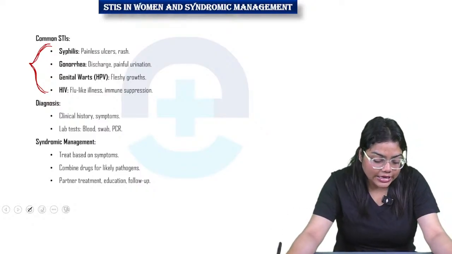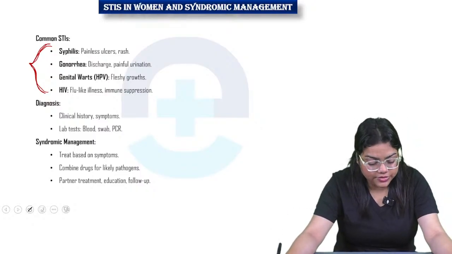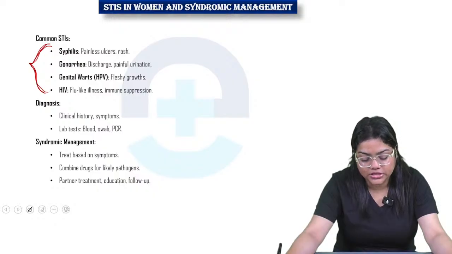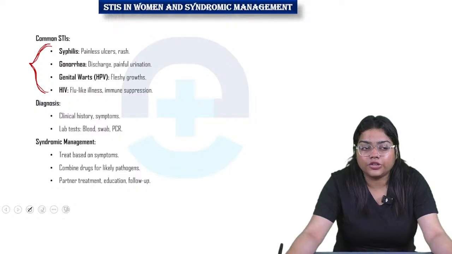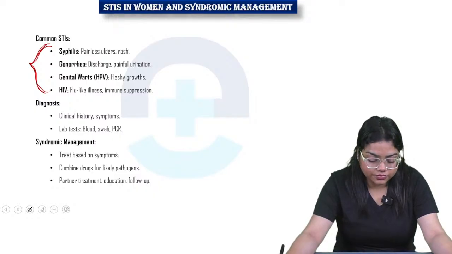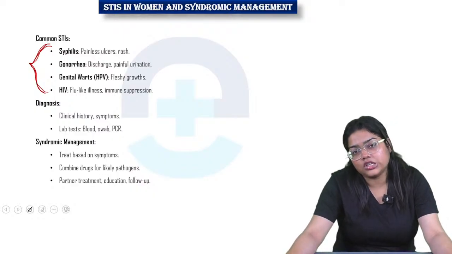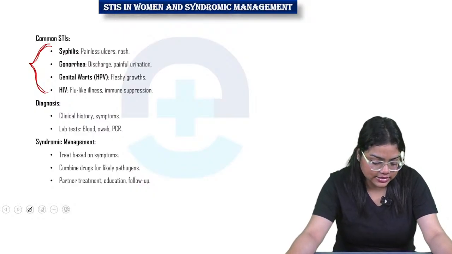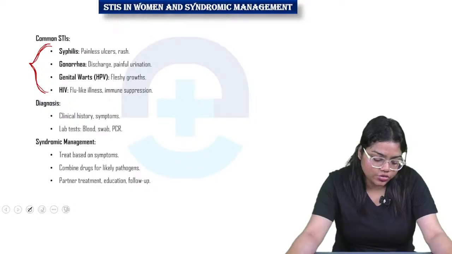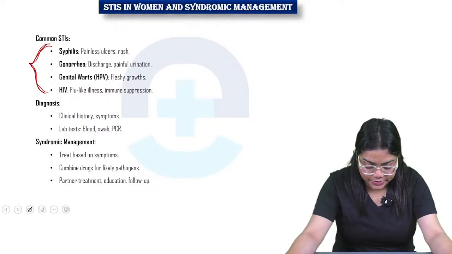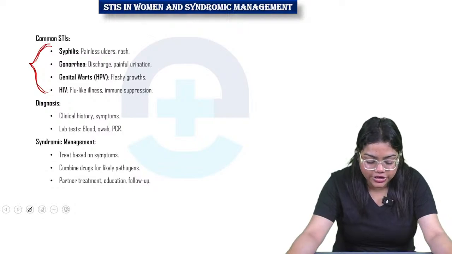Okay, then diagnosis. How can we diagnose these diseases? We can go for clinical history, symptoms, lab tests such as blood, swab, PCR. Then we can also go for ELISA and so on. So through this diagnosis we are able to assess the diseases. Syndromic management: we have to treat the basic symptoms, combine the drugs for likely pathogens, and give partner treatment, education and follow-up for better improvement.